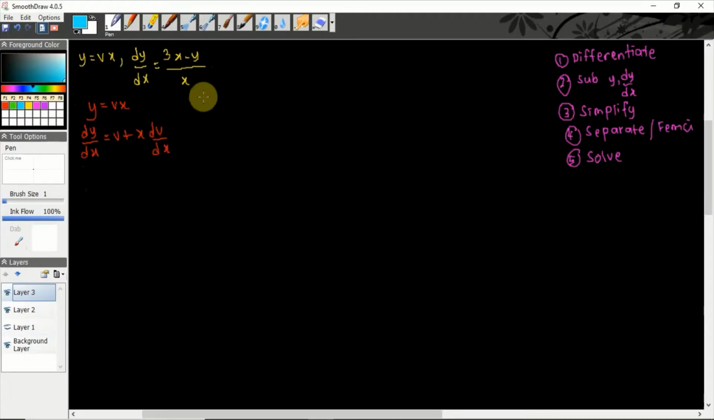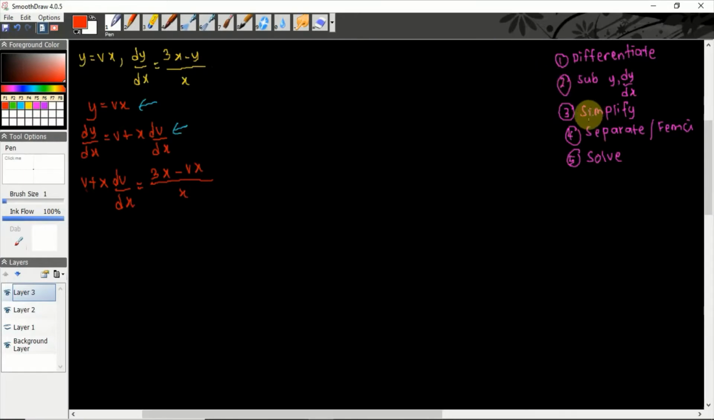Next step is we sub y and dy/dx into our original equation. On the left side we have dy/dx, so we sub this whole thing. So dy/dx is equal to v plus x dv/dx. Left side equals the right side, which is 3x minus y. Y we have to sub with vx, over x. So the substitution part is done.